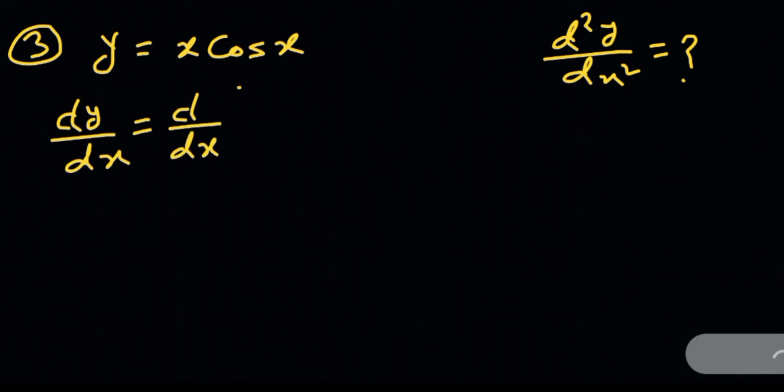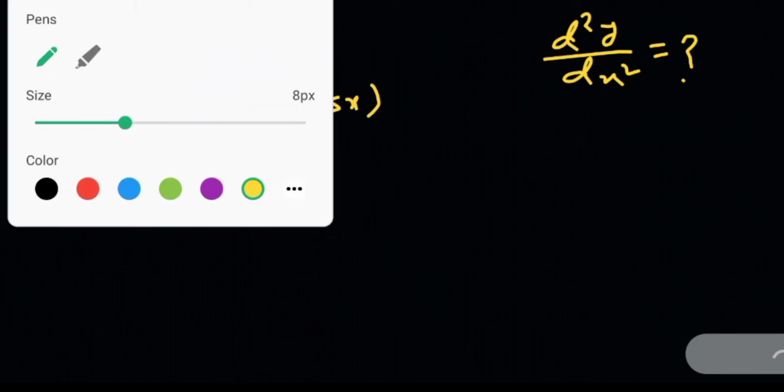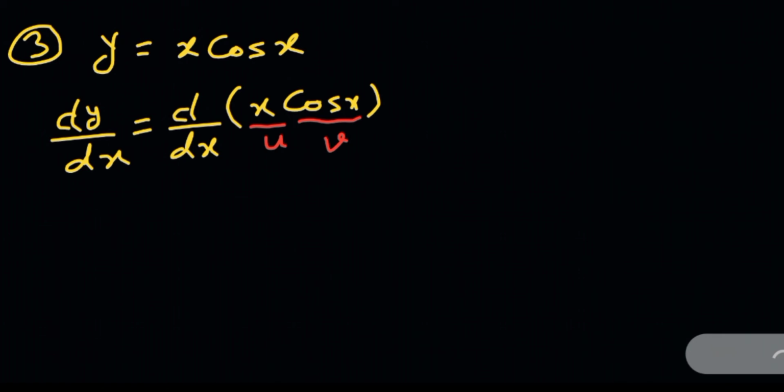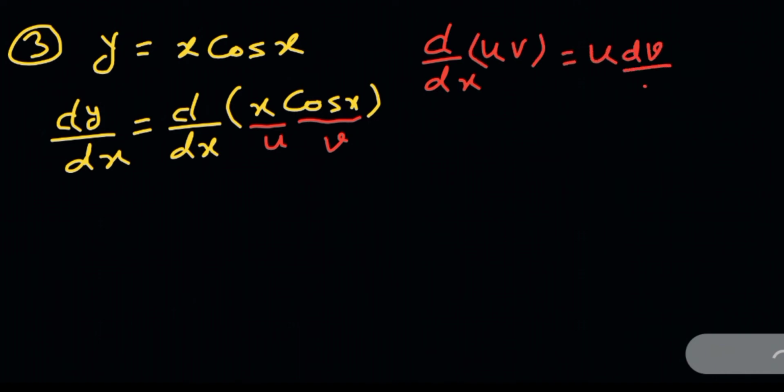the derivative with respect to x of x cos x, and this is nothing but the u into v formula. Two functions: x is a function and cos x is another function. So here you will use the u into v formula. You know the formula of u into v. I will write the formula here. The derivative of u into v is u dv upon dx plus v du upon dx.